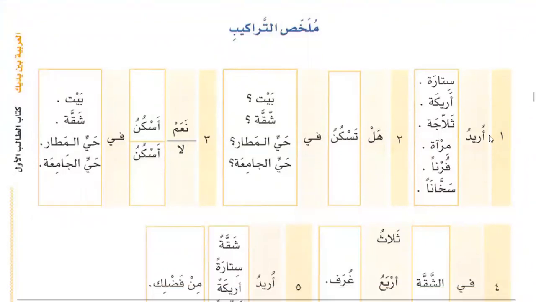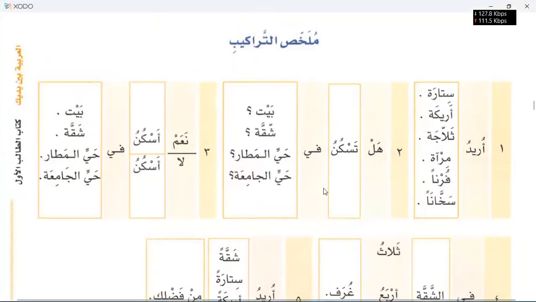Uridu sitara. I want curtain. Uridu arika. I want sofa. Uridu thallaja. I want fridge. Uridu mir'ah. I want oven, no, sorry, mirror. And uridu furna. I want oven. Uridu sakhana. What is the meaning of that? I want a water heater, okay, geyser, okay.